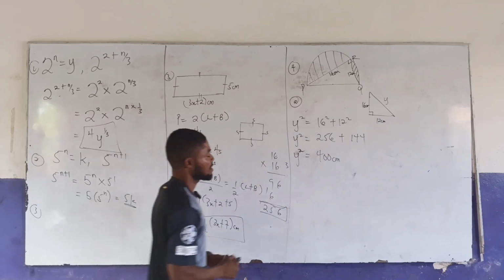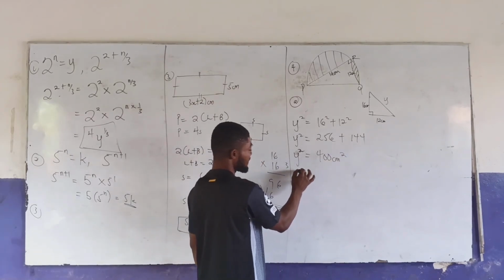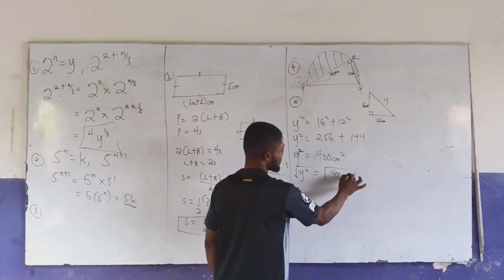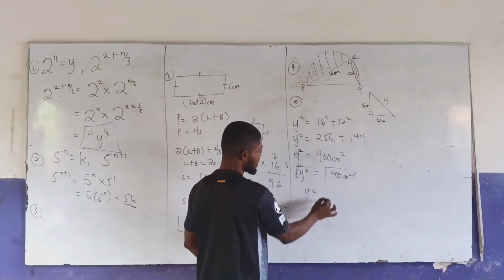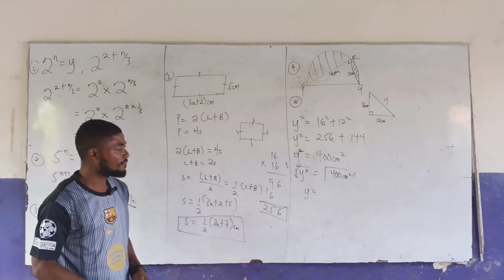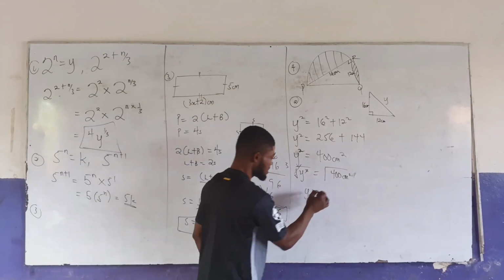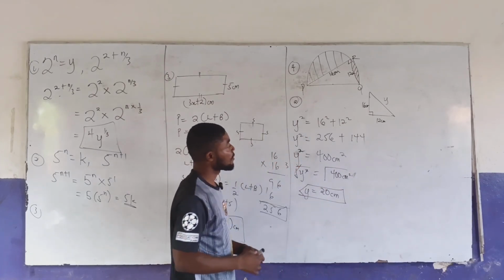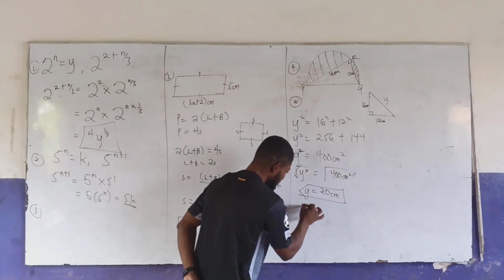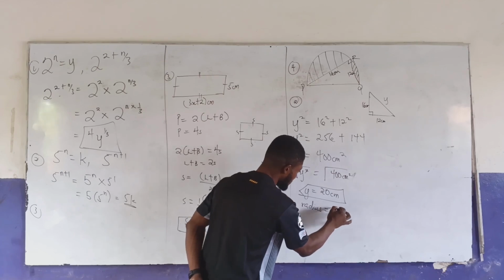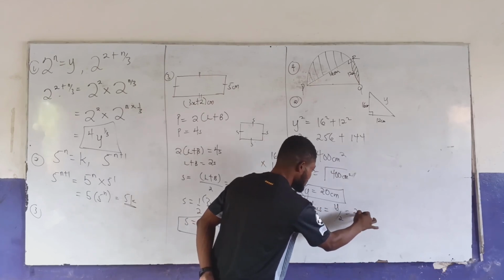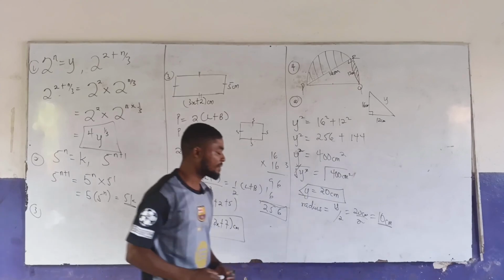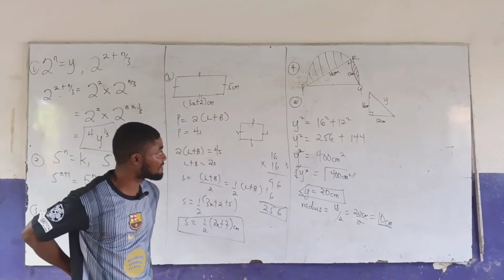centimeters squared. And then we find the square root of this, and from all indications, we know the square root of 400 is 20. And so we have 20 centimeters for our y, which is the diameter. And so the radius is going to be y on 2, which is 20 on 2, and that gives us 10 centimeters.